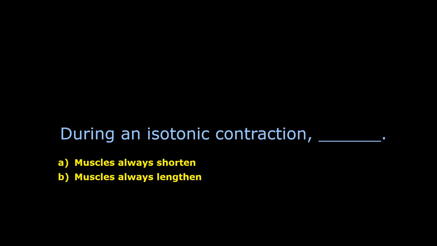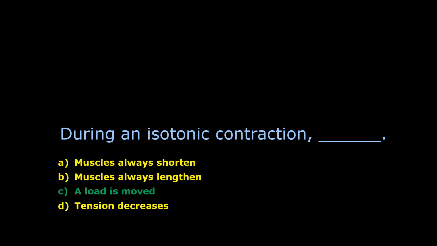During an isotonic contraction, blank. Well, muscles always shorten. Always is a key word to watch out for, right? Muscles always lengthen. That's kind of dangerous too. A load is moved. Tension decreases. Well, that doesn't make sense either. So the two always are suspicious, and the decreasing tension is suspicious. But if you remember, our definition of isotonic means we're going to actually overcome the resistance of the load and move it through space. And that is our answer.